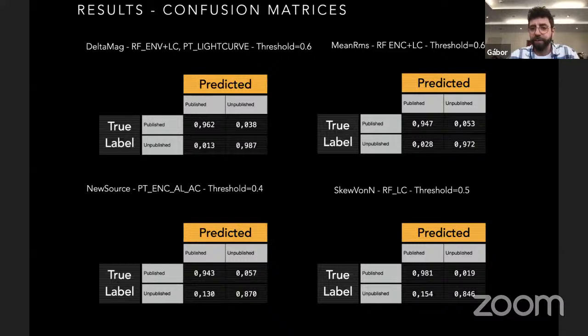And for the skew von Neumann, it is quite good. For the published ones, it's 98.1. For the unpublished, it's 84.6.